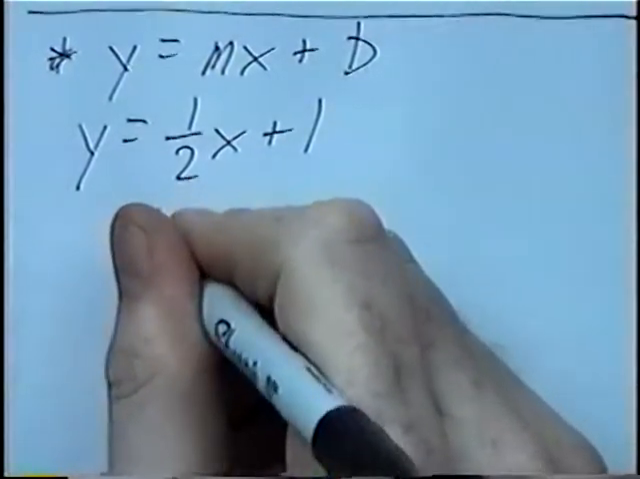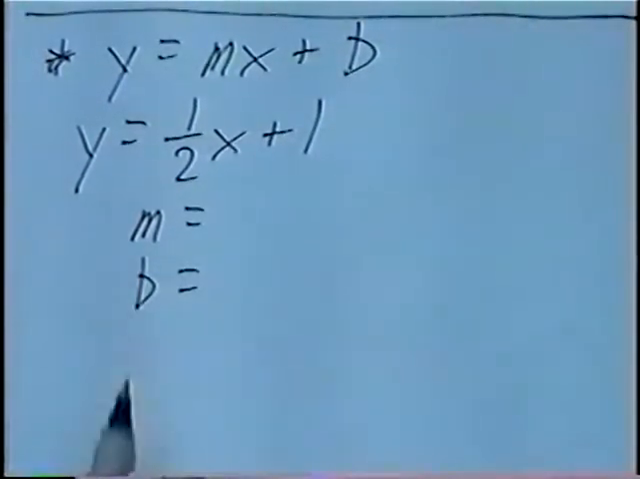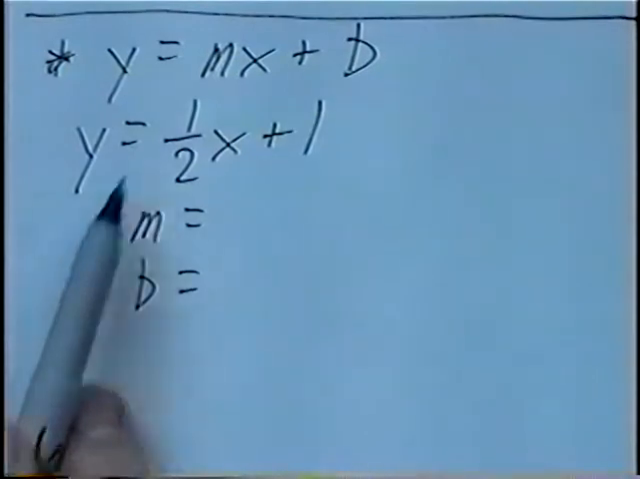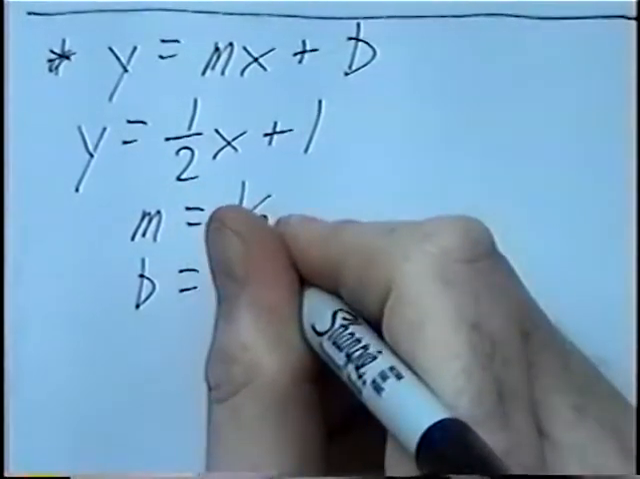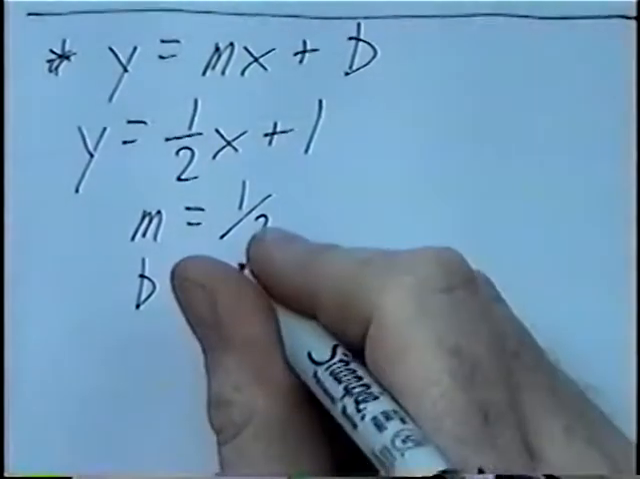From this equation, if it's in slope-intercept form, we can find what m the slope is and b the y-intercept is and graph from there. M the slope, the number in front of x, is 1/2, and b the y-intercept is the last number, +1.